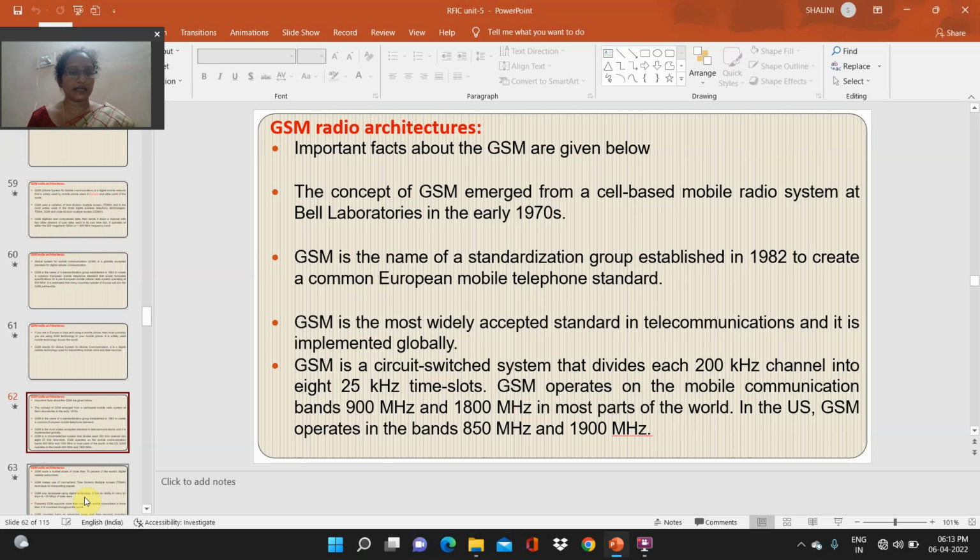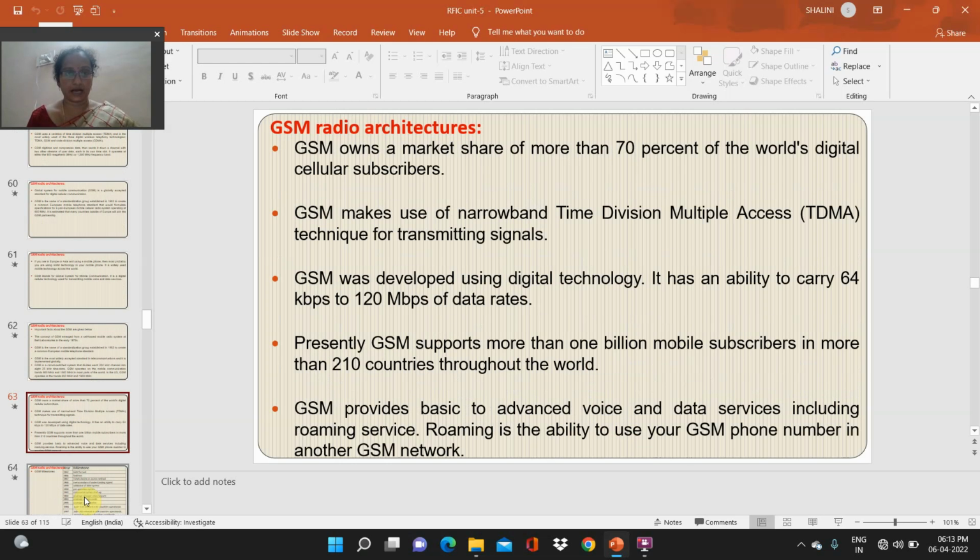GSM is the most widely accepted standard in telecommunications and it is implemented globally. GSM is a circuit switched system that divides each 200 kHz channel into eight 25 kHz time slots. GSM operates on the mobile communication bands 900 MHz and 1800 MHz in most parts of the world. In the US, GSM operates in the bands 800 MHz and 1900 MHz.